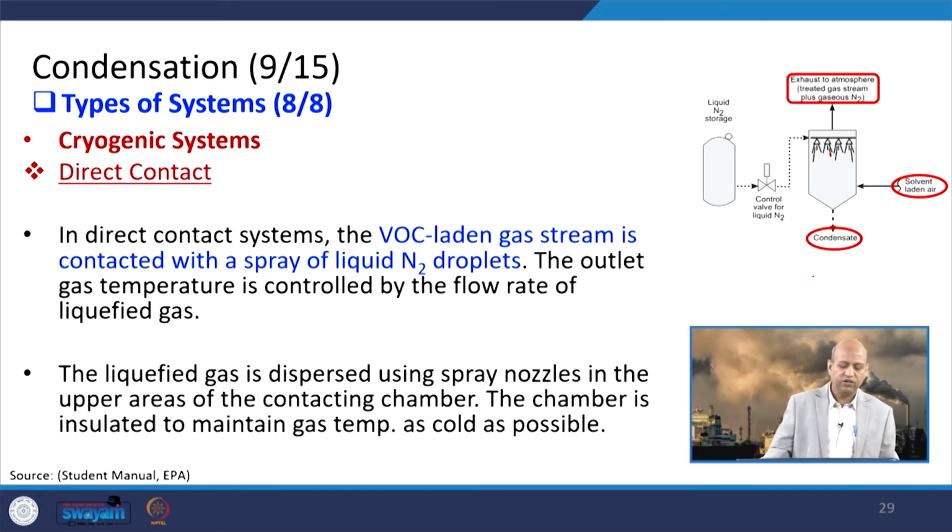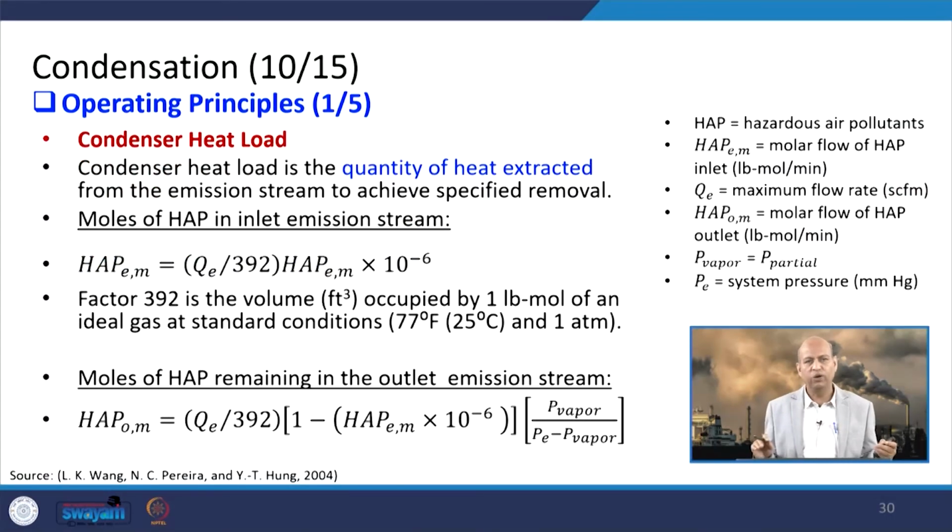Okay. So, in a direct contact system, the VOC-laden gas stream is contacted with a spray of liquid nitrogen droplets. The droplets have a larger surface, they come into contact and cool down those vapors which we want to collect as a condensate. The outlet gas temperature is controlled by the flow rate of the liquefied gas, and the liquefied gas is dispersed using spray nozzles, like the spray you can see here. In the upper area of the contacting chamber, the chamber is insulated to maintain the gas temperature as cold as possible, so that this condensation process is not disturbed by the outer temperature.